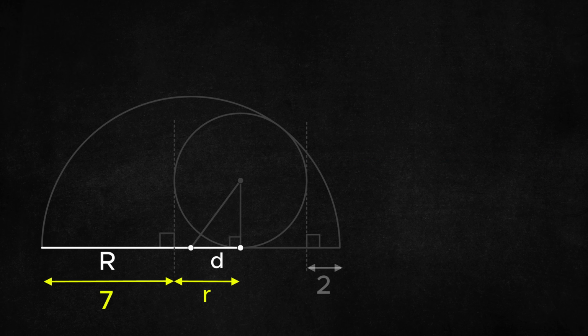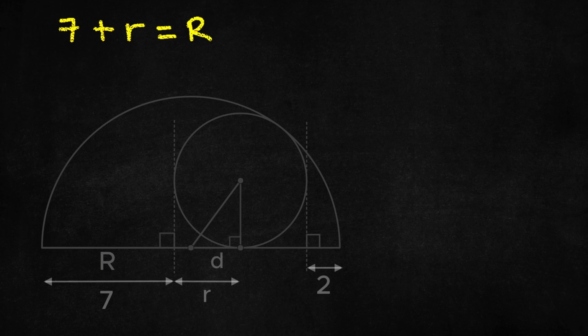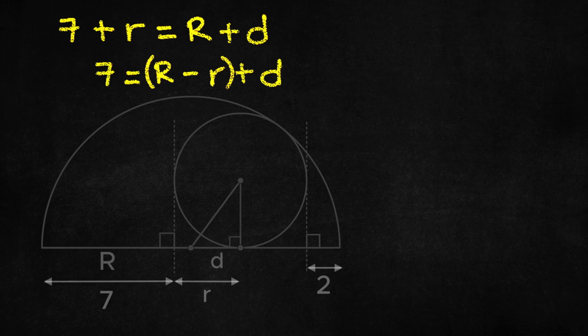Observe that the sum of the distances 7 plus r is equal to the sum of distances R plus d. I'm going to write it down. What we should do here is to isolate the value 7 on one side. So transpose r to the right side. The equation becomes 7 equals R minus r plus d. I'm going to put a parenthesis here.